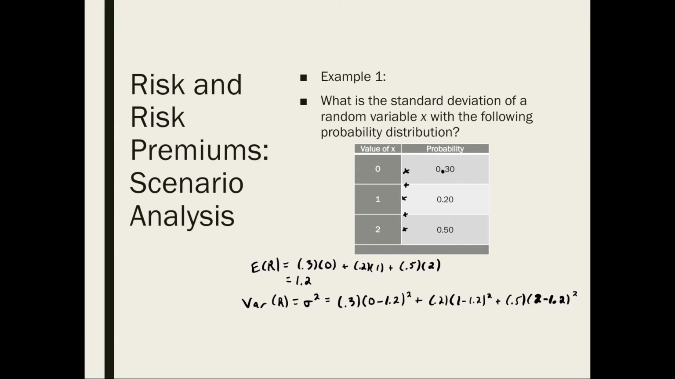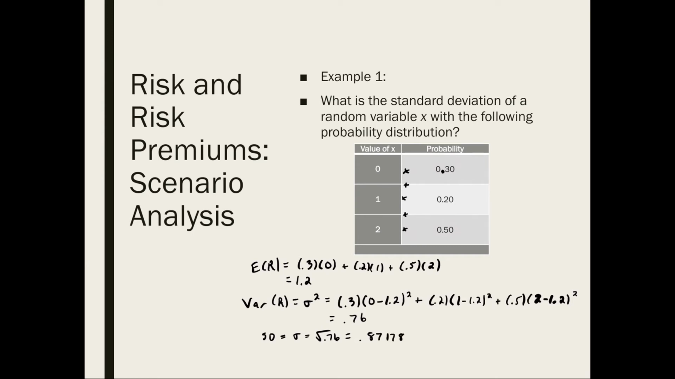You do all these calculations, which can be a little bit difficult with your financial calculator, so you may want to utilize Excel on these, but what you'd get is a variance of 0.76, and then the standard deviation of this is simply the sigma, which is the square root of your variance, and we get a standard deviation of 0.87178.